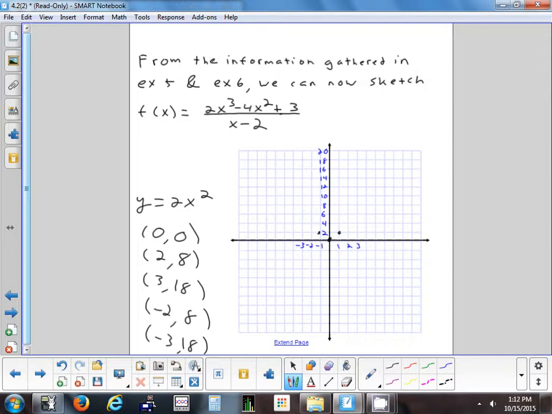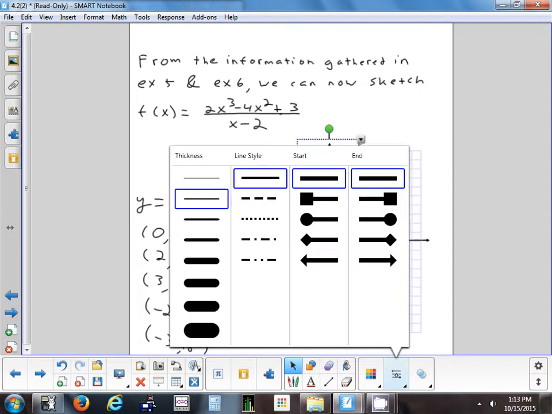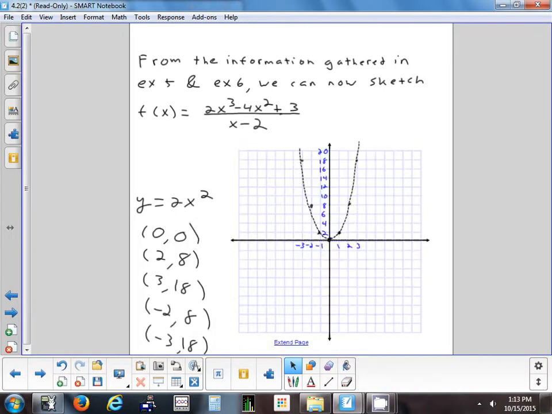All right, 2, we're at 8. -2, we're at 8. And then 3, 18, negative 18. So I'm going to try to sketch that asymptote. Okay. And because it is an asymptote, let's make it dotted. Okay. Any questions on that?